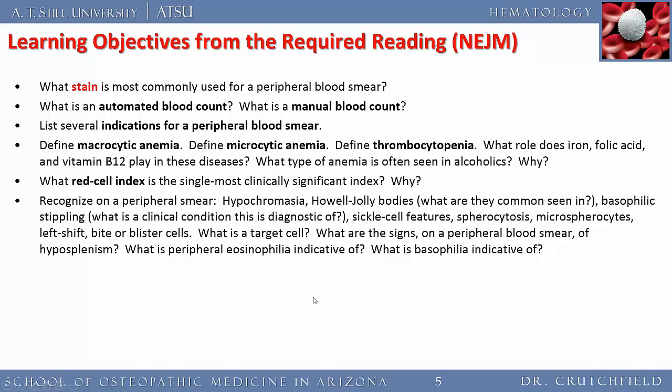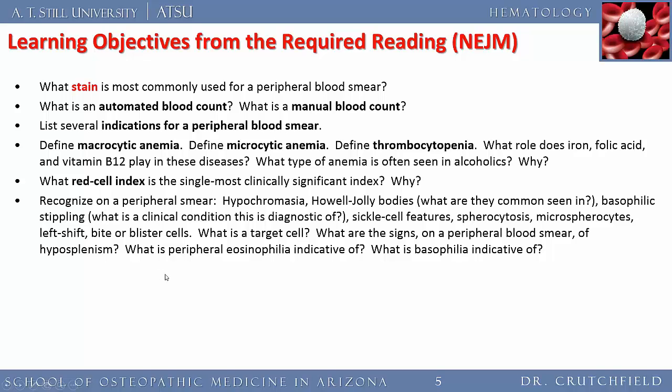Tell me what Howell-Jolly bodies are, when they're seen, what basophilic stippling of a red cell is, and what diagnostic use that is. Let's talk about sickle cell features, what spherocytosis is, microspherocytes, what a left shift is on a complete blood count, what a blister cell or a bite cell is, and then what is a target cell. What are all these signs of? And then what are other signs of hyposplenism?